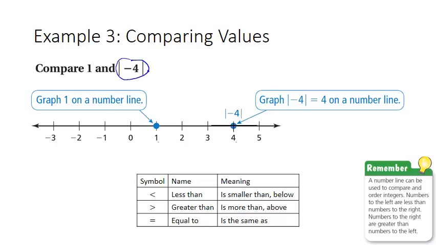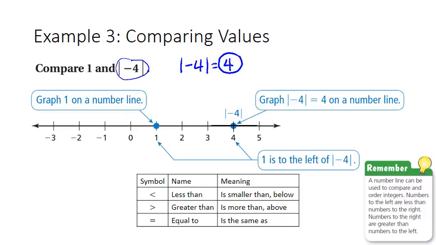Well, what is the absolute value of negative 4 equal to? We say, okay, the absolute value of negative 4 has to be equal to 4, because it's 4 steps away from 0. So it has a value of positive 4. So we're going to see that this is actually negative 4 inside the absolute value right here.